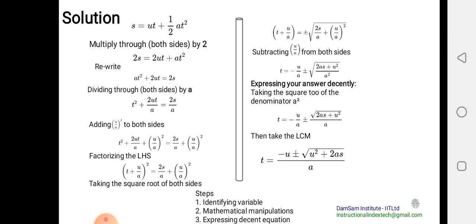We're already done if we're to consider it as our subject of formula, but we can express our answer decently by taking the square root of a squared at the denominator, and we have the next line, which is t is equal to minus u over a plus or minus the square root of 2as plus u squared, all over a. Then we can take the LCM to actually have a perfect form of how we usually write the conventional quadratic formula. And this is the end of it.